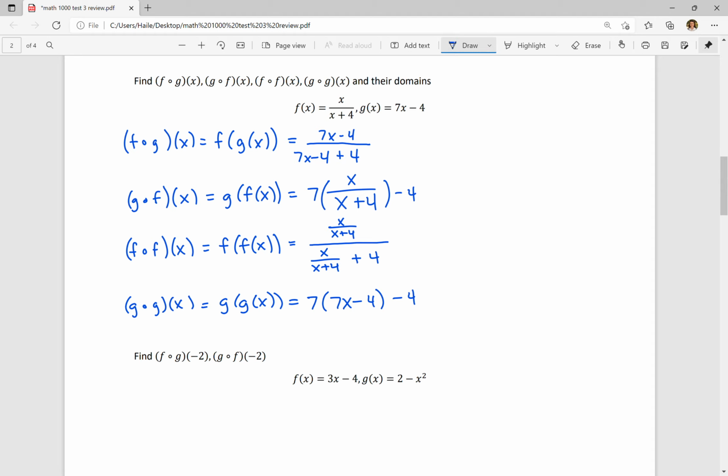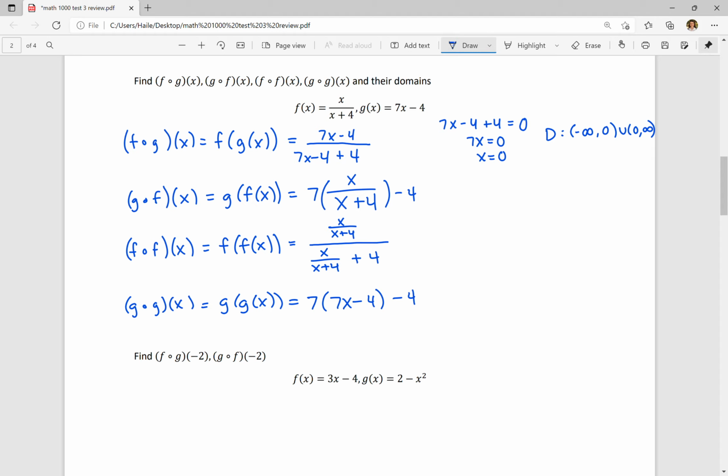So let's work on now finding the domain. So for this first one, the only thing that can go wrong is if 7x minus 4 plus 4 is equal to 0. So let's see what happens. So if we have 7x minus 4 plus 4 is equal to 0, we get that 7x is equal to 0. So x is equal to 0 is the only thing that can make this function not be good. So we don't want a 0 in the denominator. So what this means is that our domain for f of g of x is going to be negative infinity to 0, and then 0 to infinity.